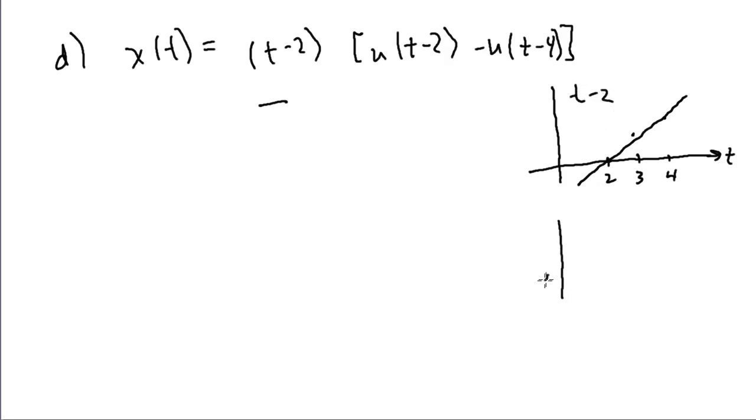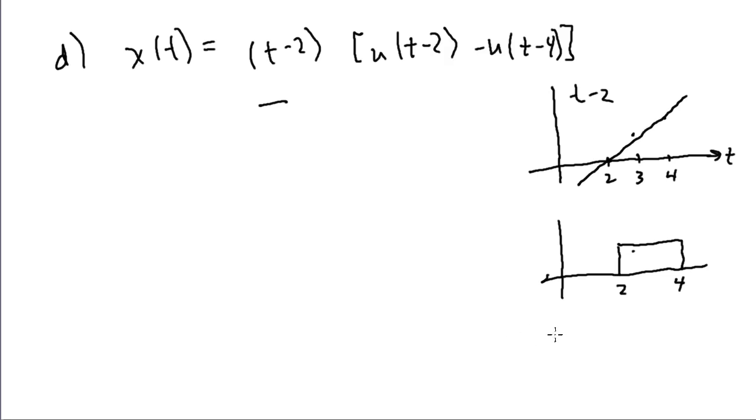And then the pulse is equal to 1 between 2 and 4 in this case. This unit step starts at t equal to 2, and then we subtract the unit step that becomes active at t equal to 4. So in effect, what the product here is doing is pulling out this portion of the t minus 2 curve.